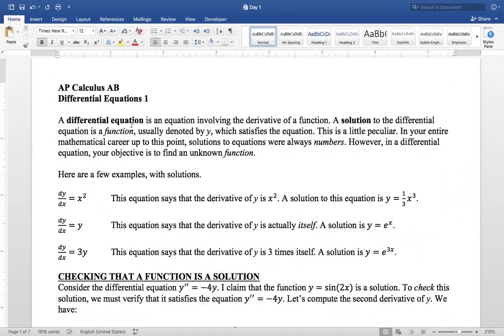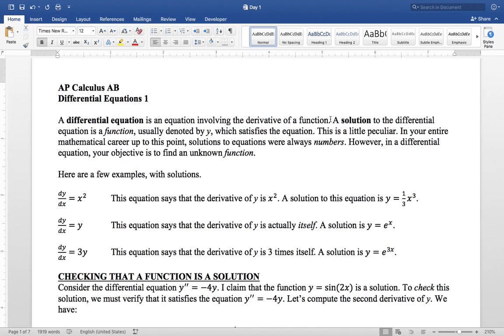Hey guys, so today we're going to talk about differential equations, and I'm going to be using the worksheet that you guys have access to as kind of a guideline. So first I want to tell you what a differential equation is. A differential equation is an equation, obviously, involving the derivative of a function.